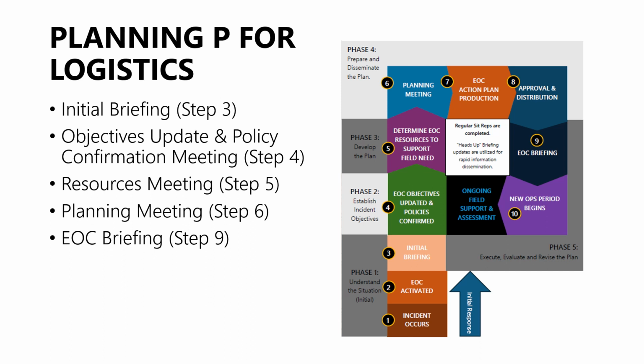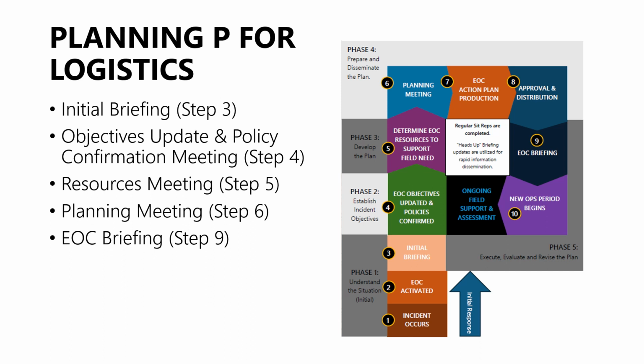The planning meeting is when we go in front of the EOC manager and say, these were your objectives that you came up with. These are the strategies by which we are going to meet those objectives. This is the plan that we're going to implement. And then each of the sections says whether they can support it, and the EOC manager approves or denies the plan at that point.